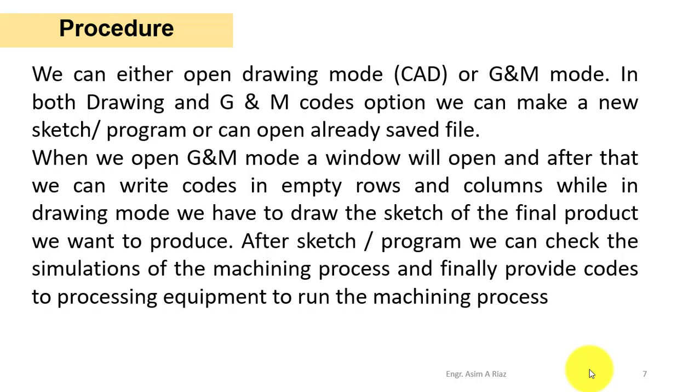When we open G and M code, a window will open, and after that we can write codes in empty rows and columns, which we will discuss in the coming slides in the part programming sheet and operation sheets, which we will use while noting different parameters after finalizing the design or model. While in drawing mode, we have to draw the sketch of the final product we want to produce. After the sketch or program, we can check the simulation of the machining process, and finally provide codes to the processing equipment to run the machining process.